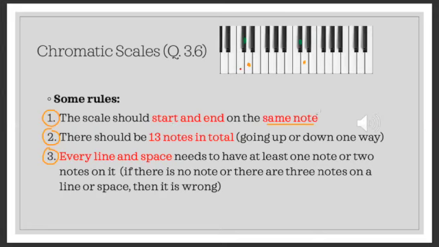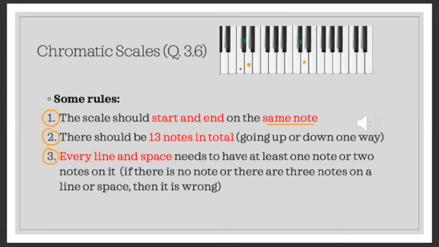Once the scale passes this test, we move on to the next one. There should be 13 notes in total, going up or going down one way. They will only give you the chromatic scale going either up or down. They won't give it to you ascending and descending. So there should be 13 notes, so you should count the notes.